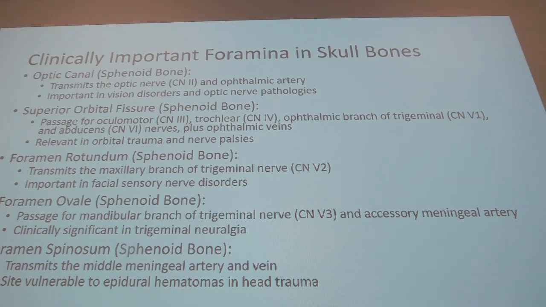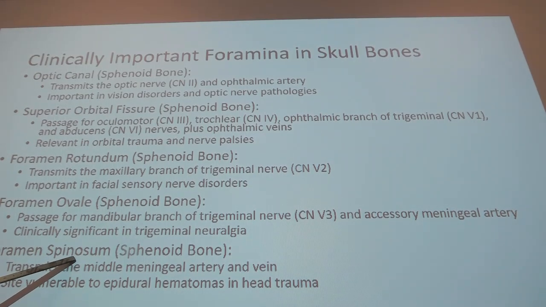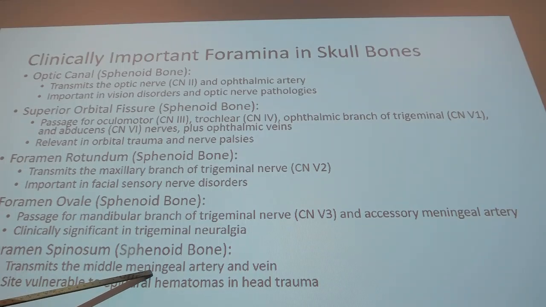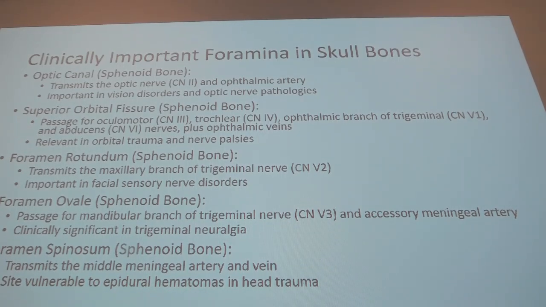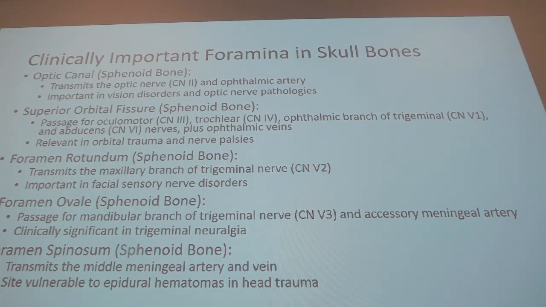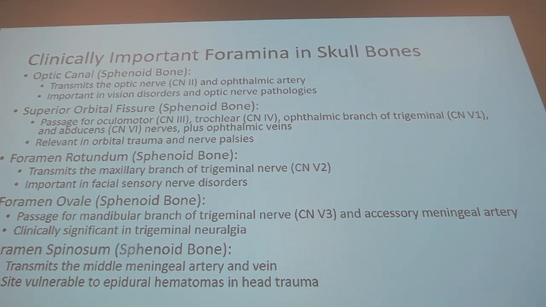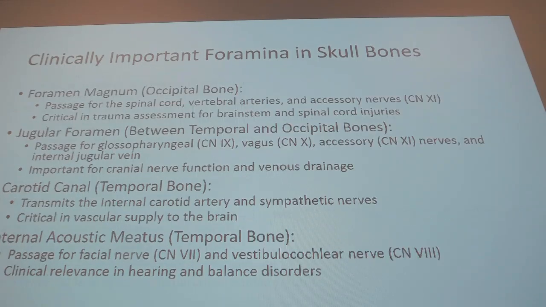Now the foramen spinosum, which is part of the sphenoid, transmits the middle meningeal artery and vein. This one is a site that is important when someone has head trauma. Someone can have what is called an epidural hematoma. We will talk about the dura mater, which is part of this membrane that protects the brain, when we talk about the nervous system.